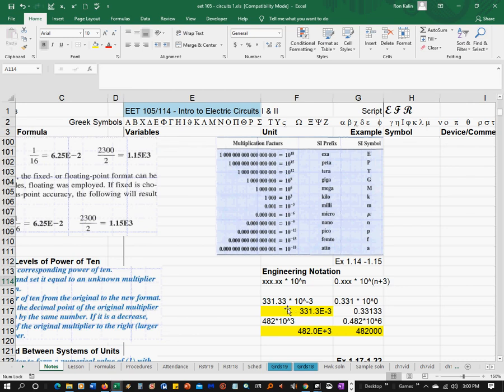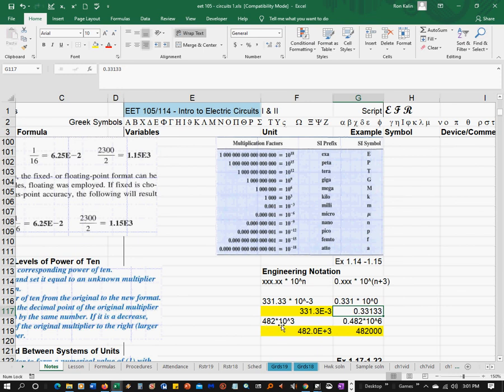So in this example, 331.33 times 10 to the negative third. Excel is going to represent that like this, but if you move the decimal point 3 to the left, that makes this a smaller number, so you have to make this a bigger number, so add 3 to it, 10 to the 0, which again would be 0.33133, with no power of 10, 10 to the 0 is 1.